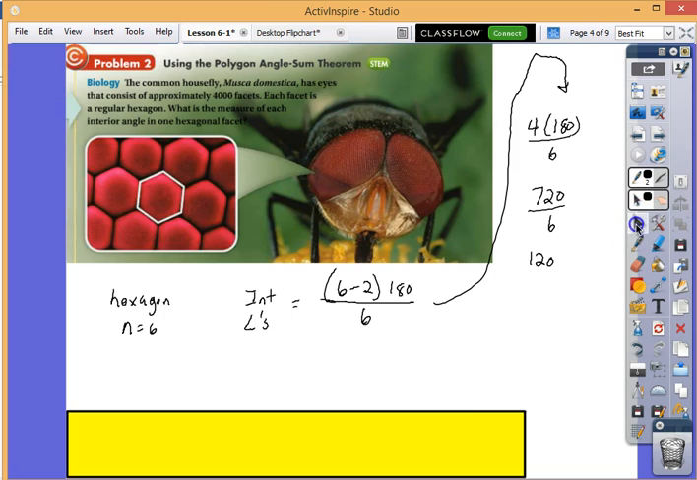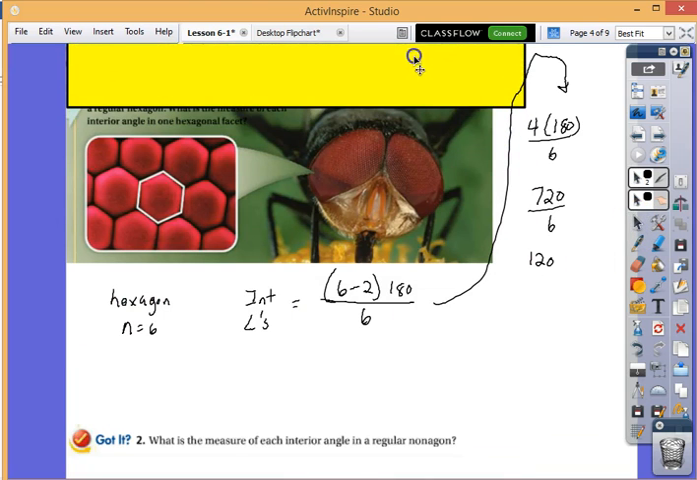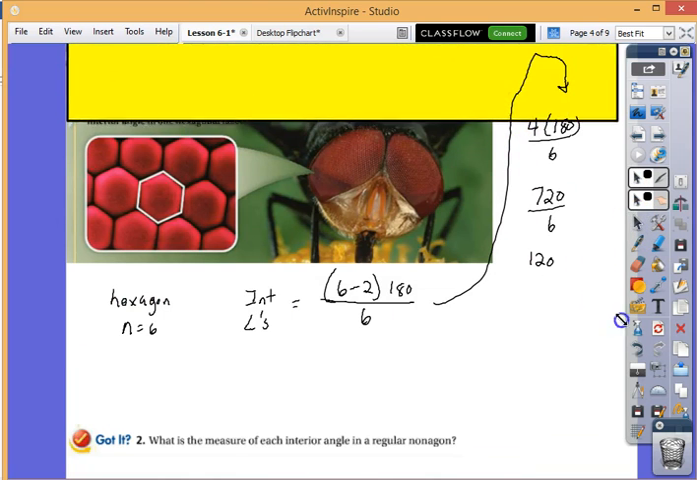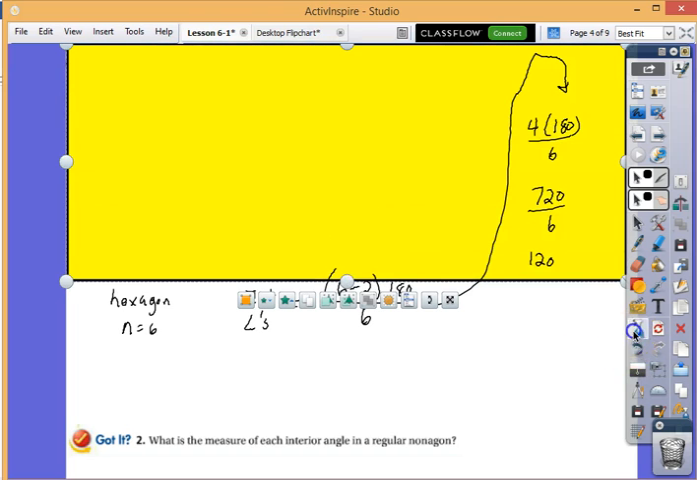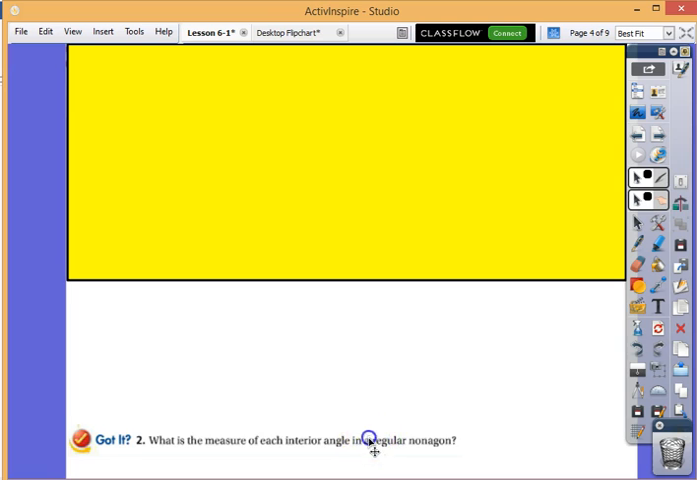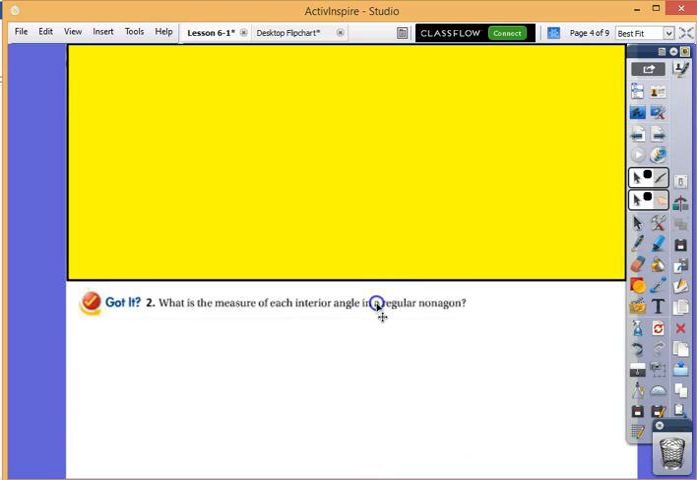All right, let's see what we got here. Let's try this. Why don't you guys go ahead and find the measure of each interior angle if you know it's a regular nonagon. Nonagon means how many sides? 9. So tell me what the measure of each angle is inside a regular 9-sided figure.